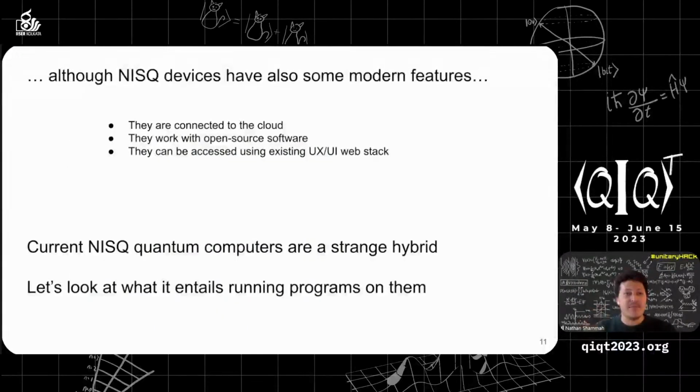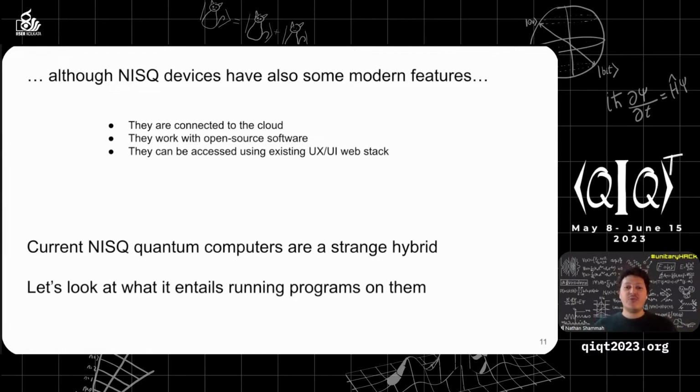At the same time, these NISQ devices also have modern features, because an increasing number of them are connected to the cloud. So they don't only live in research experimental labs, but they're also connected to the cloud. And sometimes they can be accessed for free. We have a blog post about how to access cloud quantum computers for free on the Unitary Fund blog, which I encourage you to check out.